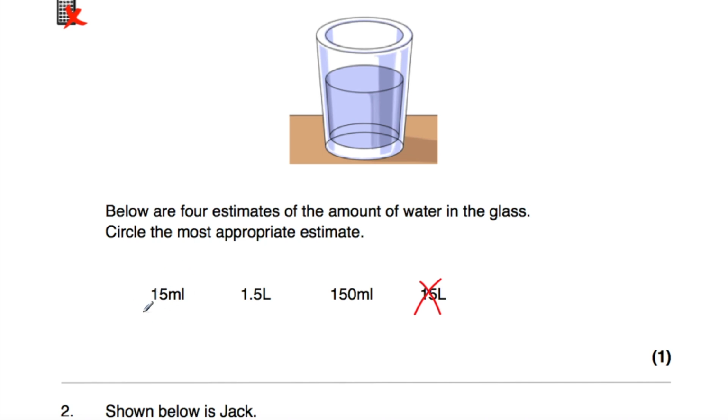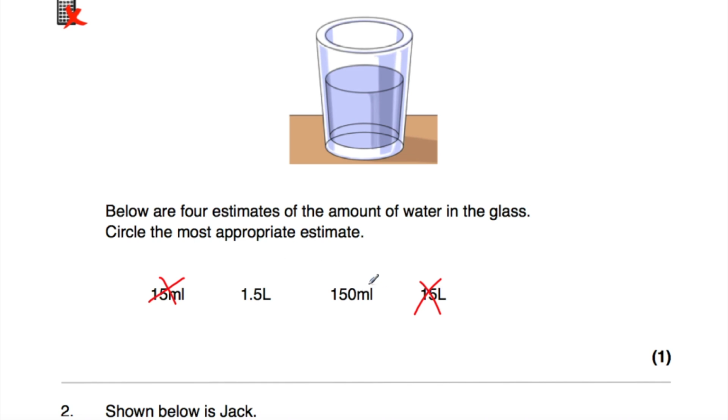Okay, so 15 millilitres is just far too small. Now, sometimes when you look at measurements in the kitchen, perhaps a spoonful of medicine or something like that, a little spoon might have 15 millilitres. So this glass is a lot bigger than that, so that's not going to be a sensible estimate either. So we've got 2 options left, 1.5 litres or 150 millilitres.